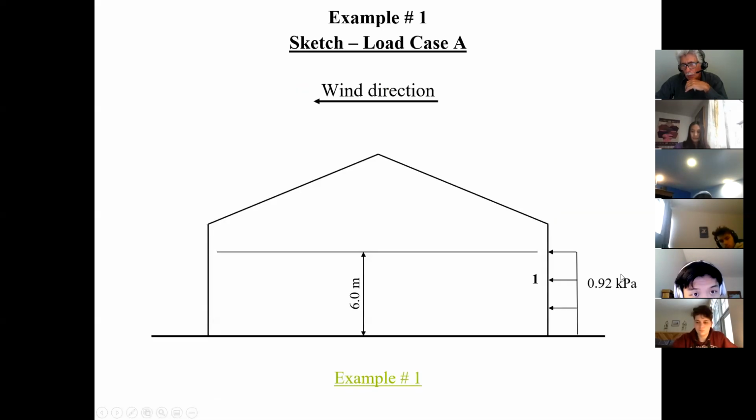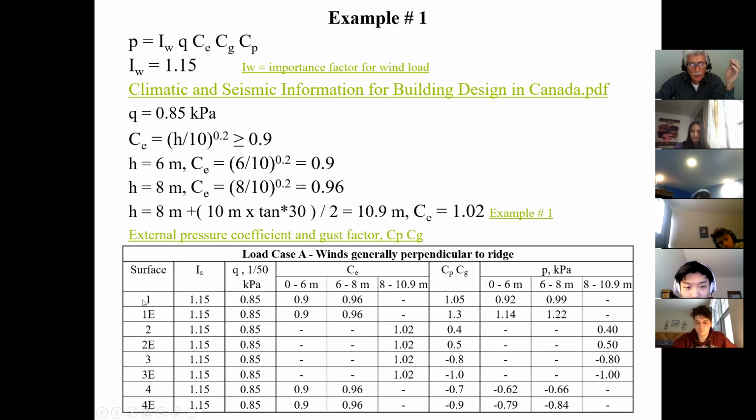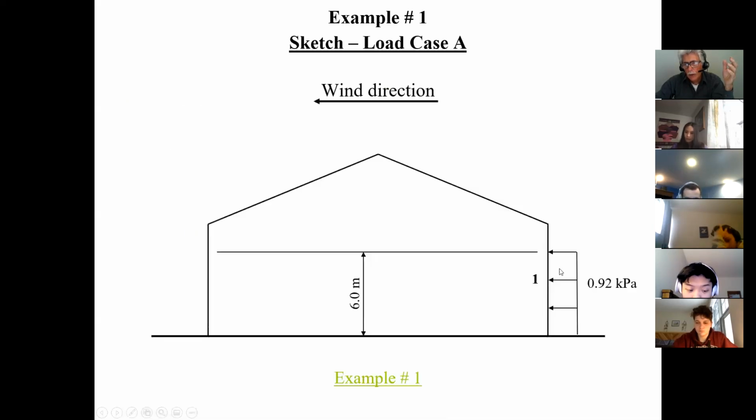I think so. Is there any problem? Because the value in the table was positive, therefore you have to show it going towards the surface. Okay, fair enough. And then you went back to look at from 6 to 8 meters, it went up to 0.99, right? That's the value that went from 0 to 6 meters. And therefore you went up to 0.99.